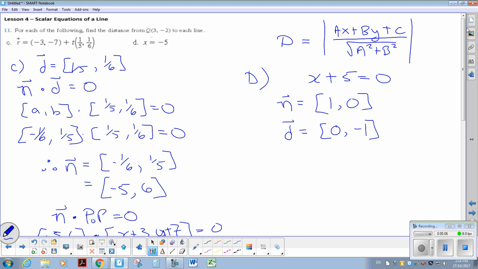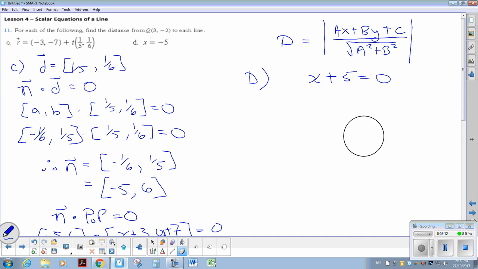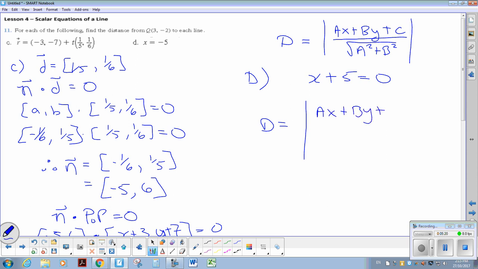So that means that, actually, it's already in standard form. I don't know what I'm doing. Well, I know what I'm doing, just not paying attention. It's already in standard form. So D equals ax plus by plus c over the square root of a squared plus b squared. We already have the form we want.